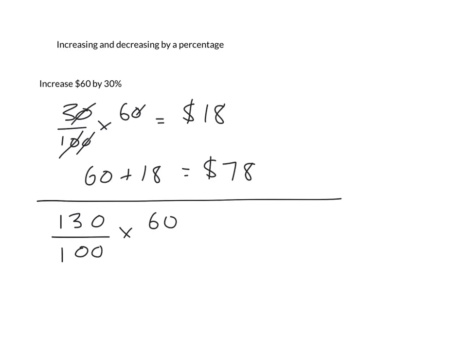Same deal, we can do a bit of cancelling. That one and that one can cancel each other out. That one and that one can cancel each other out. So what I've got there is 13 times 6. You might be able to do that in your head. Probably can, because it's a little bit further in your 6 times tables. What's 13 times 6? 78. In this case, it's $78.